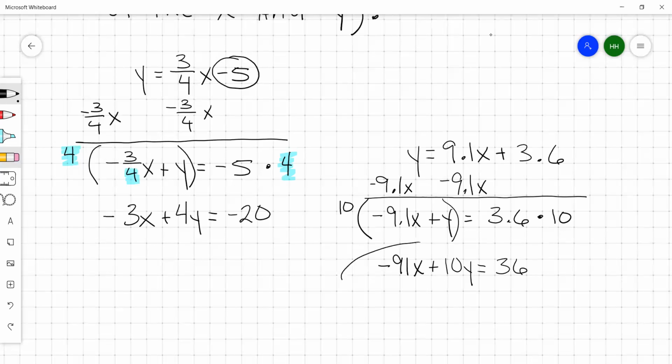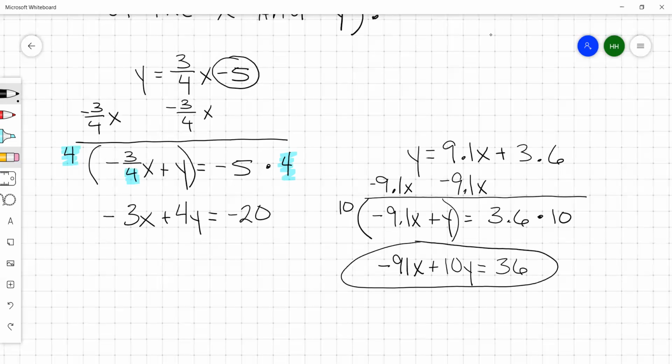So now you've got an equation with what's called integer coefficients. Everything in front of the variables are whole numbers. If there were two decimal places, you would multiply everything by 100. All right? Everybody good with taking an equation and putting it in standard form?